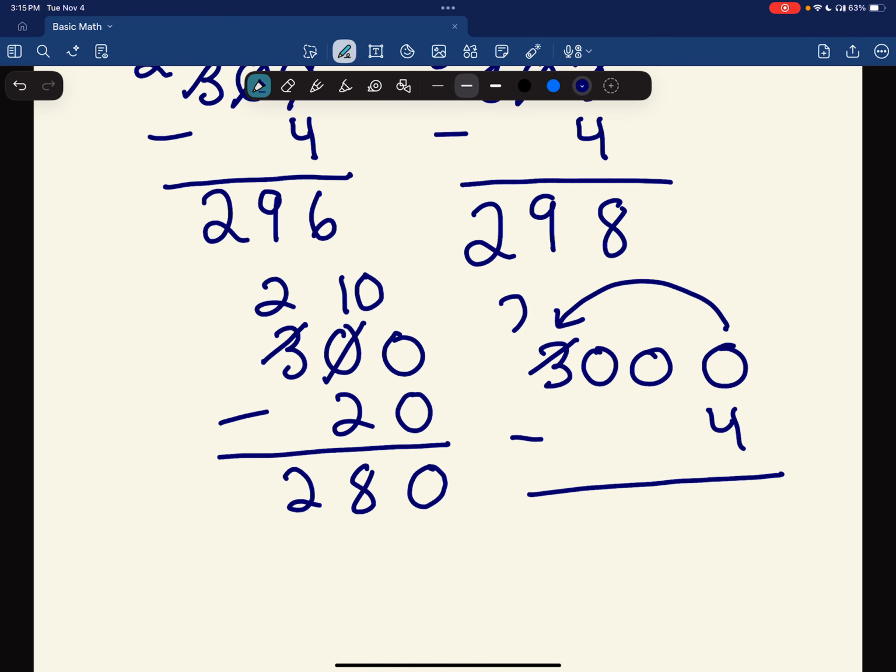Our 3 becomes a 2, and both of these zeros that we went across become 9s. So anytime you go across a 0 to borrow, they become a 9. And this 0 that we started with becomes a 10. So we have 10 minus 4, which is 6. We drop the 9, we drop the 9, and we drop the 2. And that's it.